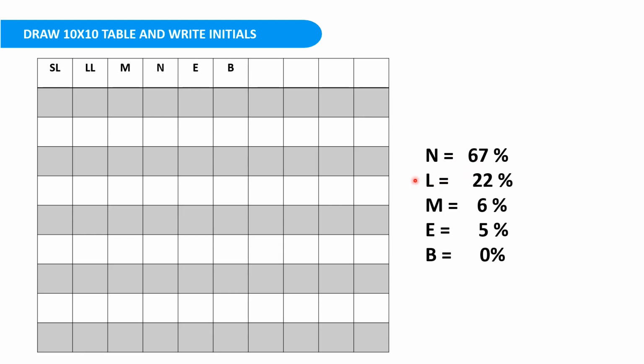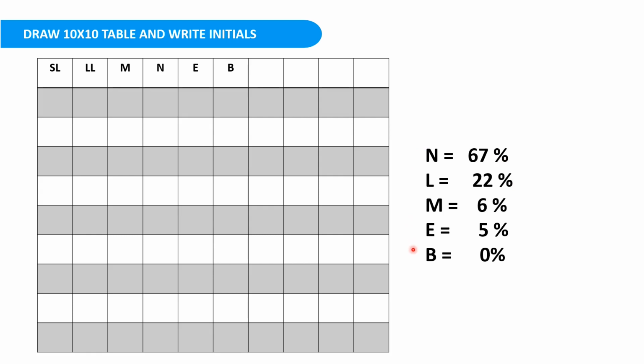If the lymphocytes, that is both small and large lymphocytes in total, were 22, then you have to write down 22%. If monocytes were 6, write down 6%. If eosinophils were 5, then write down 5. If there were no basophils, then write down 0. So this is the differential count of your peripheral smear.